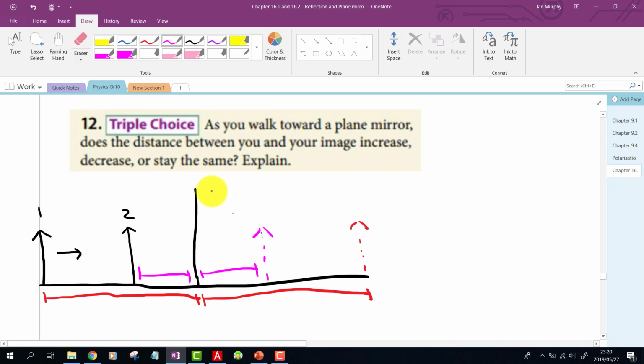Okay, so our answer will be, let's read the question again. As you walk toward a plane mirror, does the distance between you and your image increase, decrease, or stay the same? Okay, so here we have 2, here we have 1. In position 1, the distance between myself and my image, sorry for the crooked line, is very far. And then in position 2, the distance between me and my image is a lot shorter. So our answer is decrease.